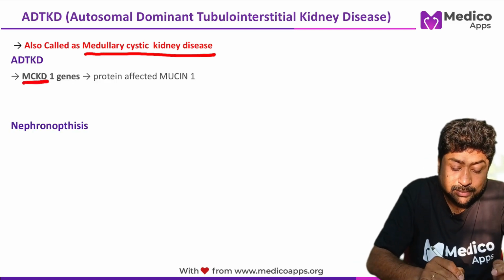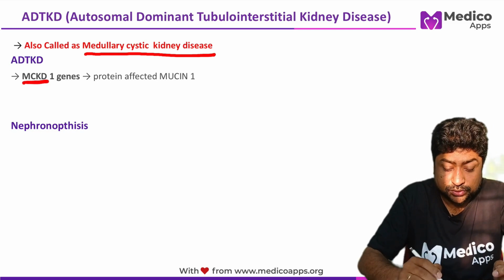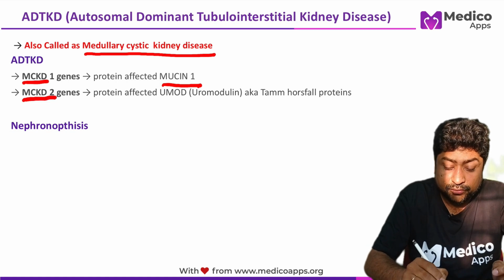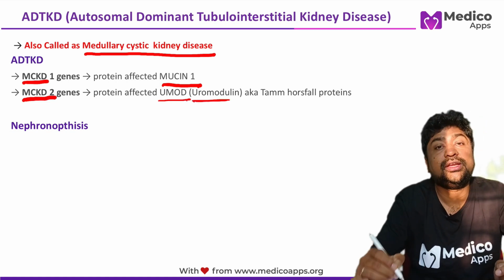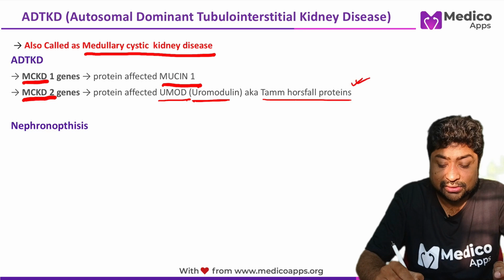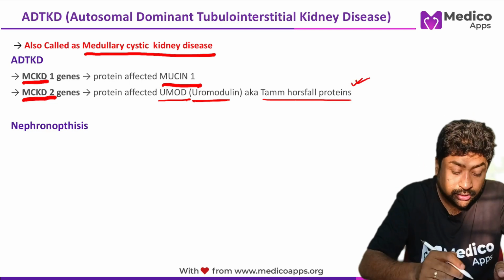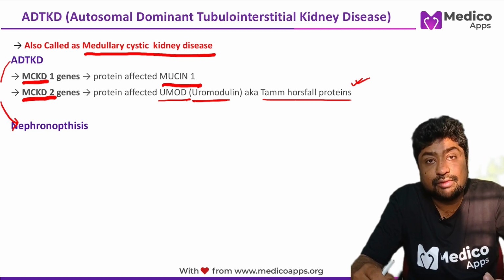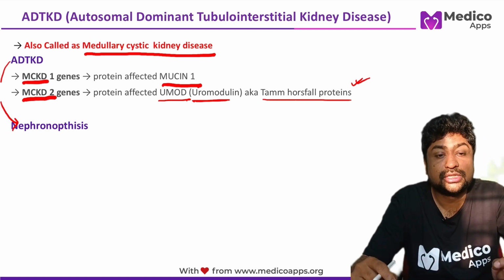So one we have got is MCKD gene 1, where the MUC1 protein is affected, and then MCKD gene 2, where UMOD, that is uromodulin, is affected. Uromodulin we also know by the name of Tamm-Horsfall protein. Now this is the adult version. The juvenile or child version is also called nephronophthisis.